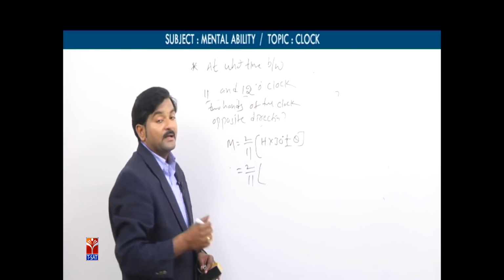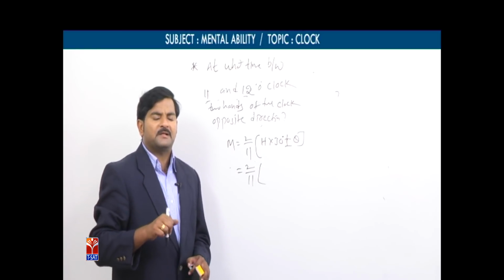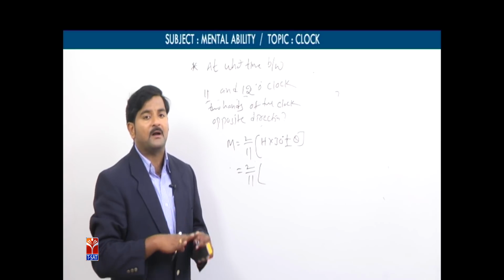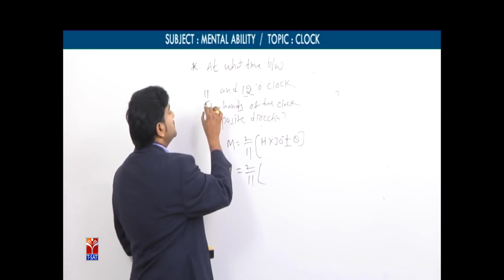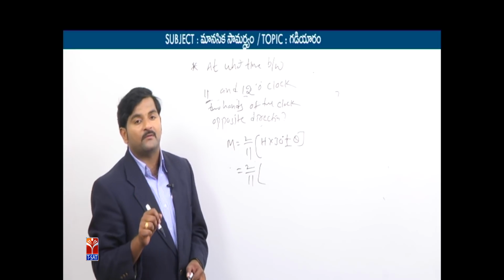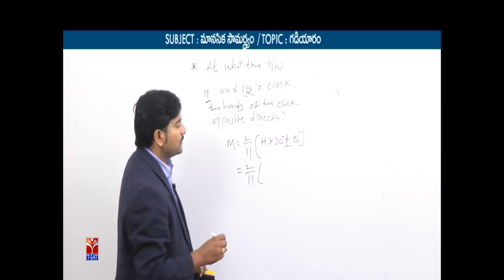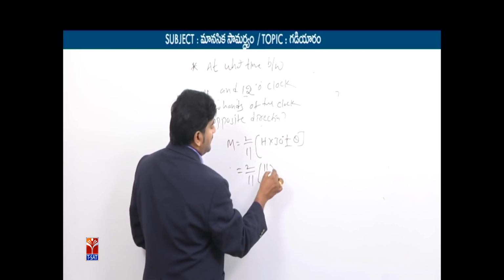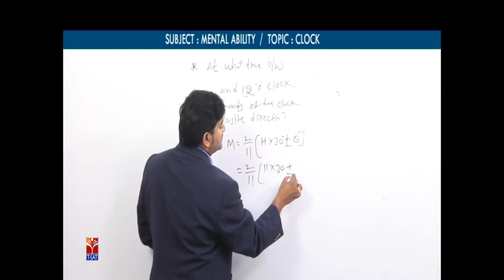Starting hour is equal to 11. And one more thing I need to quote here: whatever the type, whether coincide, opposite or perpendicular, if the given starting hour is equal to 12, instead of taking h is equal to 12, you need to take h is equal to 0. Don't forget that part.